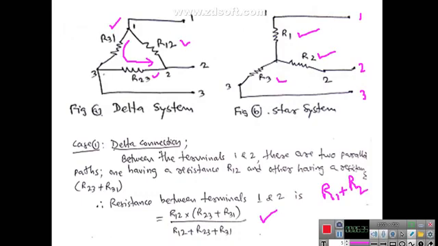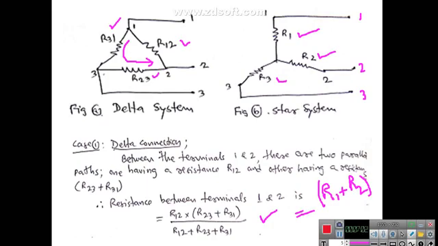Suppose you want to say, if you are transforming delta into star, or star into delta, the resistance between terminals 1 and 2 in the delta system must be equal to the resistance between terminals 1 and 2 in the star system. So that means this must be equal to this. Then only can you transform this delta system into star system.